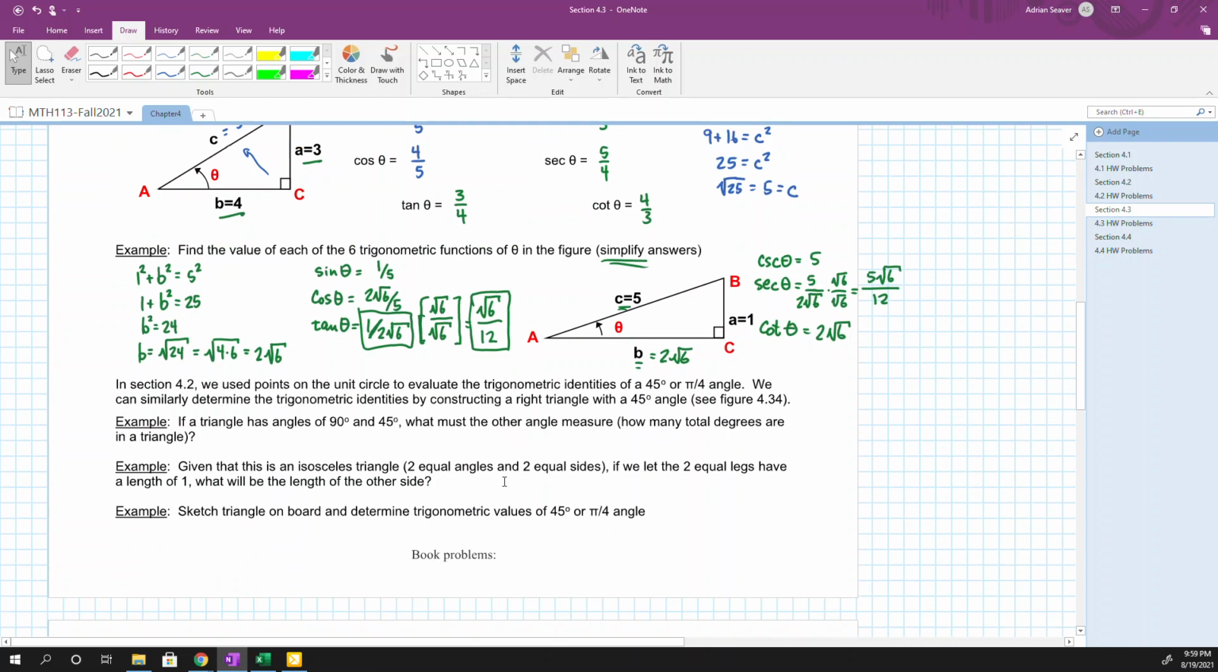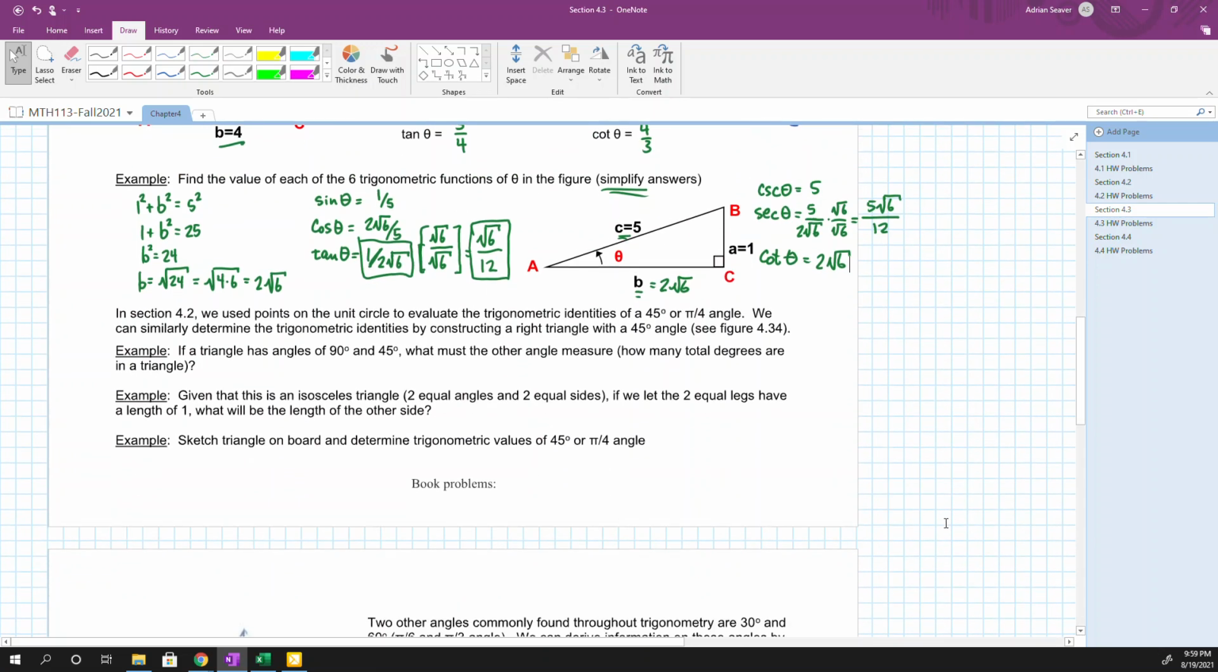Next here it says, last section, you may remember this if you've watched the last section, we discussed how to find the trig identities for a 45 degree or a pi over 4 angle. Now you can similarly do that using right triangles as opposed to the way we did it last time, where we used the definition of the unit circle and figured out that x equals y at this point, et cetera. So in this one it says, if a triangle has angles of 90 degrees and 45 degrees.